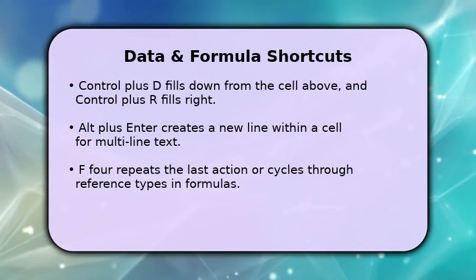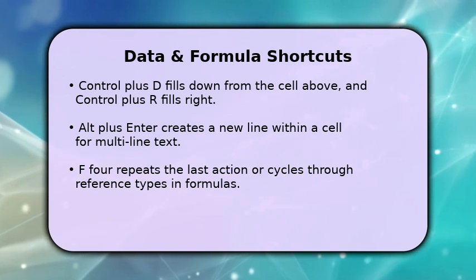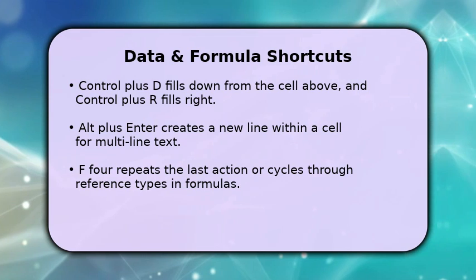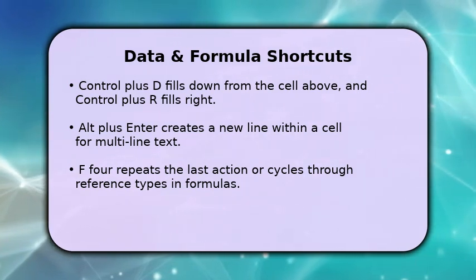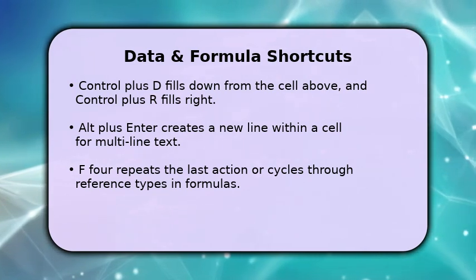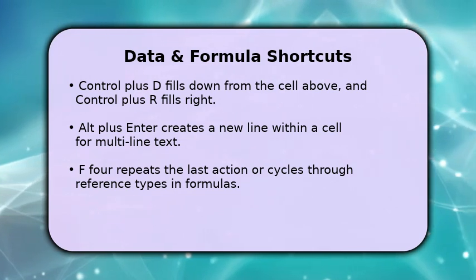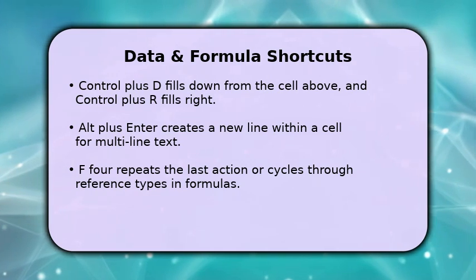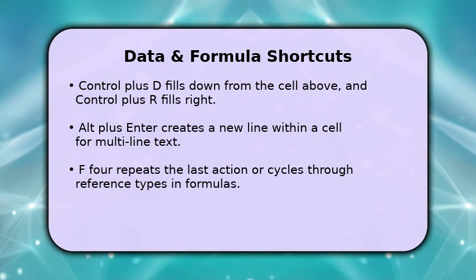Managing data and formulas becomes much simpler with these shortcuts. Use Control plus D to quickly fill data downwards from the cell above, or Control plus R to fill rightwards. For multi-line text within a single cell, Alt plus Enter is invaluable. F4 is a versatile key, repeating your last action or cycling through absolute and relative references in formulas. Finally, Control plus Shift plus L instantly applies or removes filters, streamlining your data analysis.